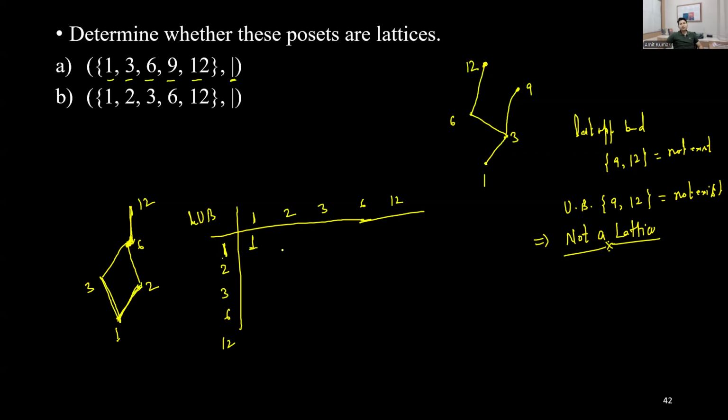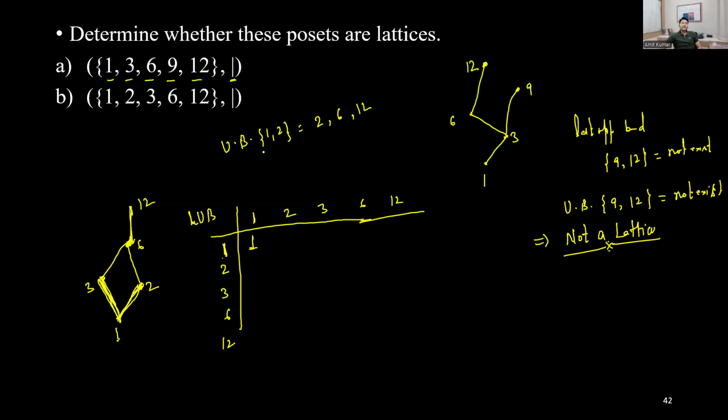The least upper bound of 1 comma 2. So what is the upper bound of 1 comma 2 first? Common upper bound. So 2, yes, 2 is the upper bound of 1 as well as 2. 6 is the upper bound of 2 and 1 both. 12 is the upper bound of 1 and 2 both. Can I say 3 is the upper bound of 1 and 2 both? No. 3 is the upper bound of 1, but 3 is not the upper bound of 2.